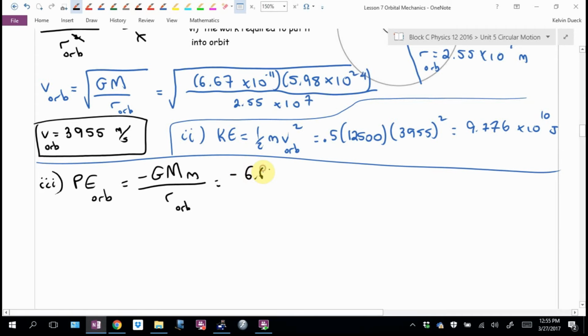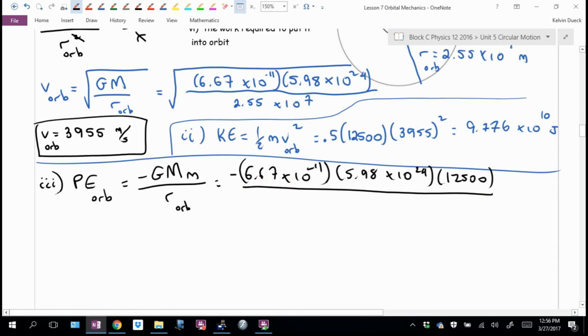Negative 6.67 times 10 to the negative 11. 5.98 times 10 to the 24th. 12,500, I think, was little m. Yes, I hope. Divided by 2.55 times 10 to the 7th. What do you get for the orbital potential energy?